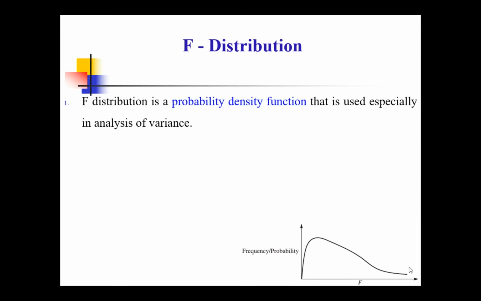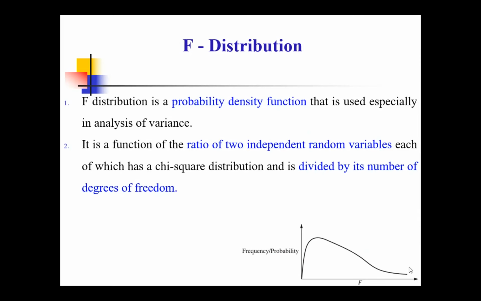So what is the F distribution? The F distribution is a probability density function. It is the function of the ratio of two independent random variables.